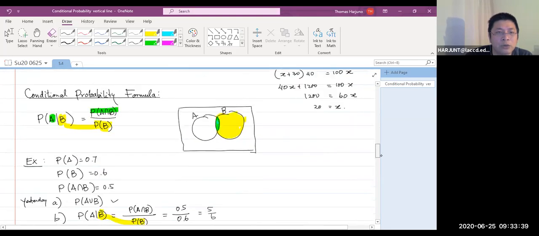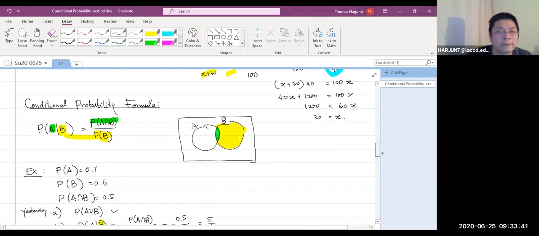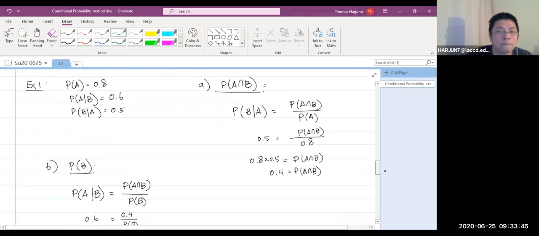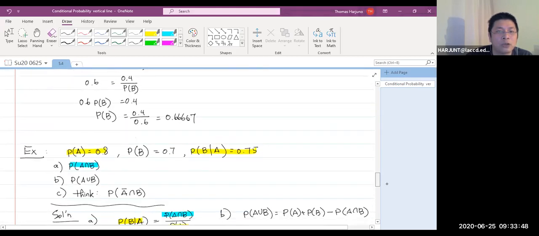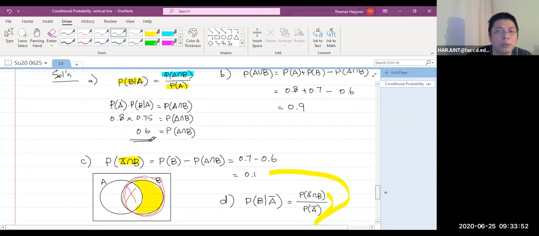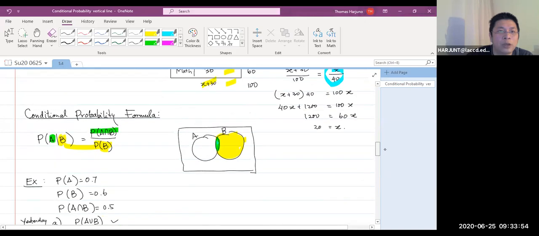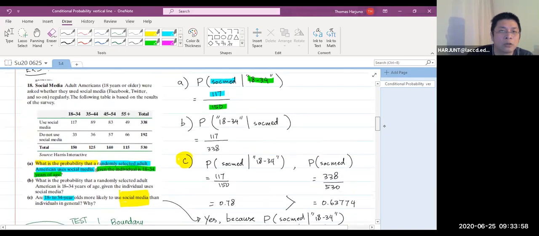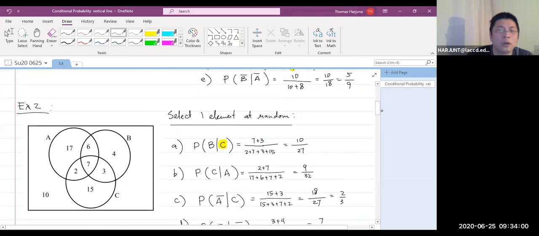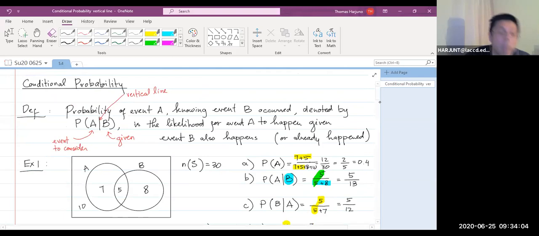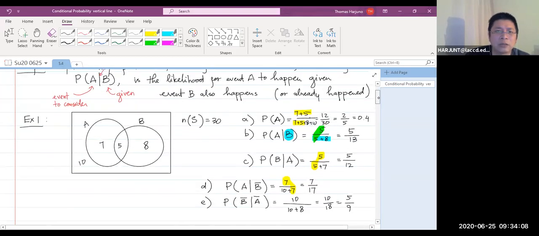So in your test 2, anticipate questions like this, the one where you use the formula for conditional probability. The one without using the formula, where we basically apply the contingency table or Venn diagram, may show up in your test 1. I think this is on the easy side, right?